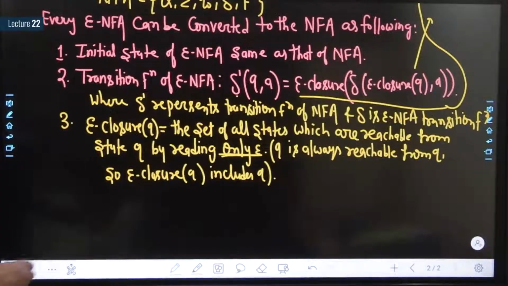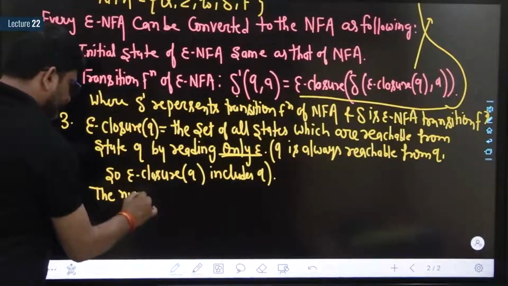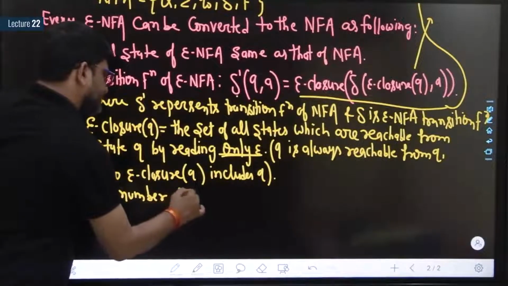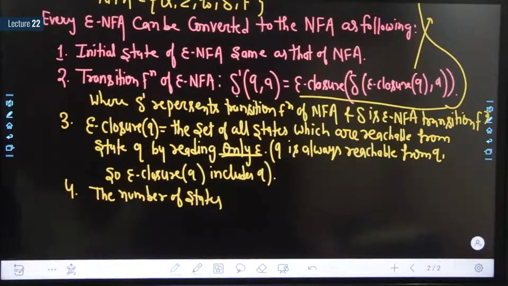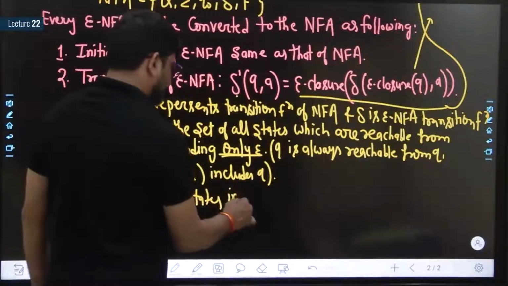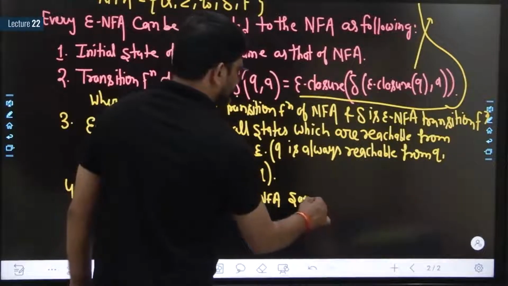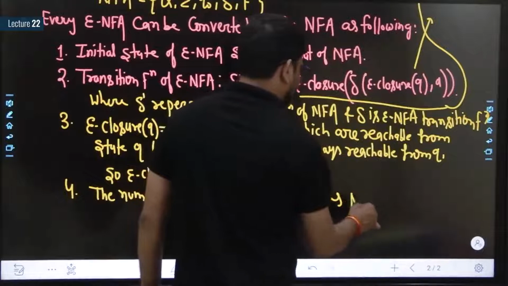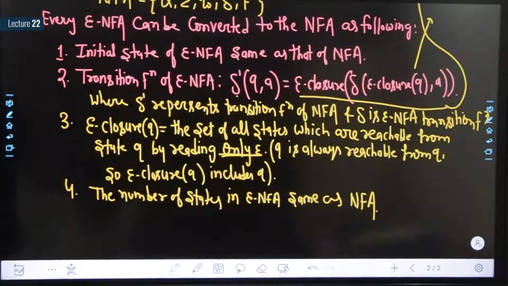Next point. The number of states in Epsilon-NFA is the same as in NFA. Clear? The number of states in Epsilon-NFA and NFA are the same.